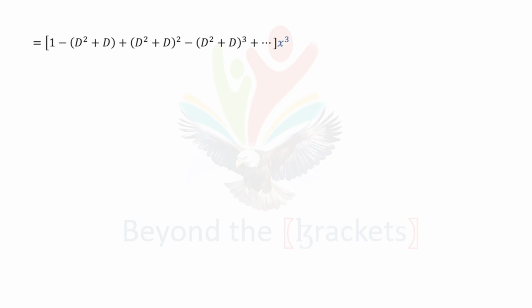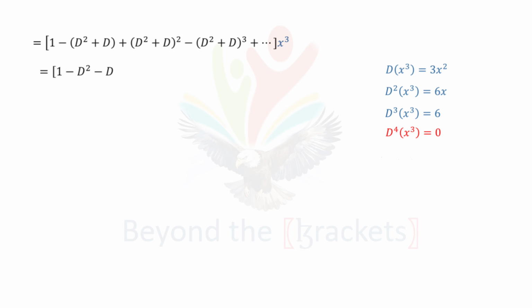We have x cube on the right hand side. Differentiating x cube, we get 3x square. Applying D square, we get 6x, and applying D cube, we get 6. Higher order derivatives become 0. So for x cube, we only get non-zero terms up to D cube, and all the higher order powers will be 0. So while expanding the formula, we keep terms only up to D cube, since higher powers will give 0. So simplifying this, we get 1 minus D square minus D.